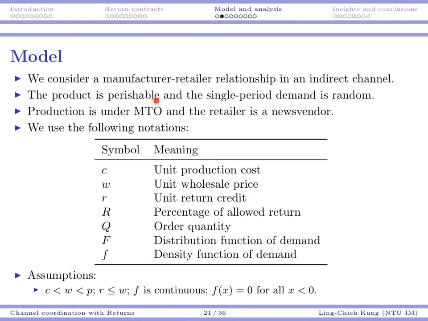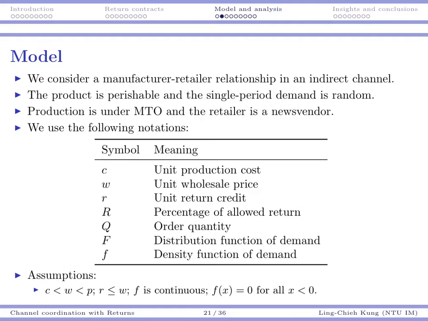The product is perishable and there is just a single period of demand. That demand, of course, is random. Production is under make to order, and that basically means the manufacturer does not face demand uncertainty. The manufacturer only needs to get ordered and then make the production. However, the retailer is a newsvendor. That means the retailer must prepare the inventory before the selling season starts.